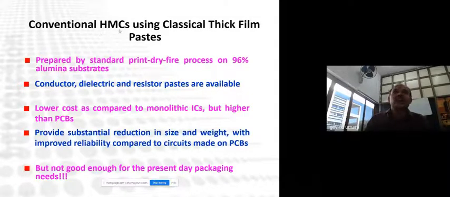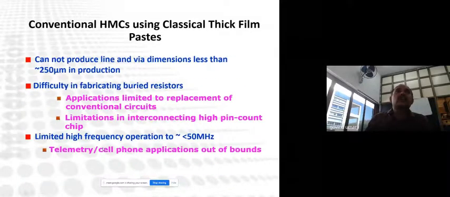That's why we require interconnections. It provides a substantial reduction in size and weight with improved reliability compared to circuits made on PCBs. But it's not good enough for present day packaging because we need to reduce the size of electronic circuits. There is a limitation that we cannot produce line and space dimensions less than 250 micron in the production line. That is the real challenge of thick film technology. It also has difficulty fabricating a buried layer or buried resistor in electronic circuits.